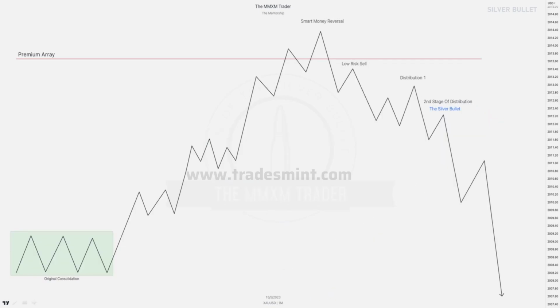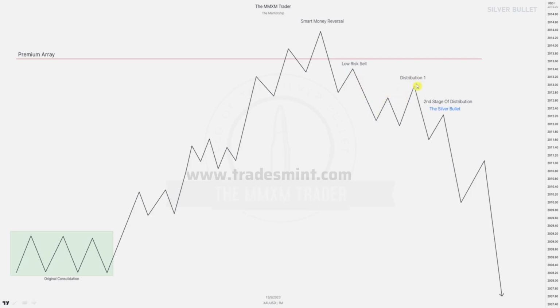Now for a sell model, same thing, only inversed, right? We've got that original consolidation at the bottom over here, going into buy side of the curve, and we need to hit a key level, right? So smart money reversal over here, dropping below this market structure low, creating a break of structure, low risk sell occurs over here, and then we go into the first distribution phase.